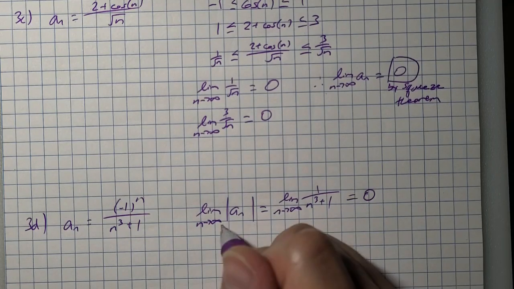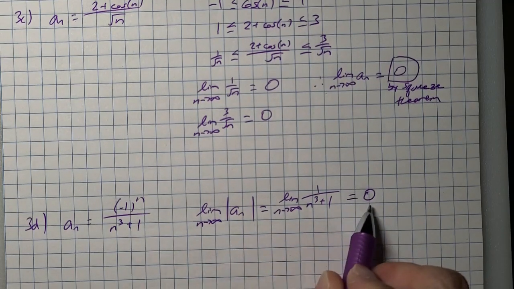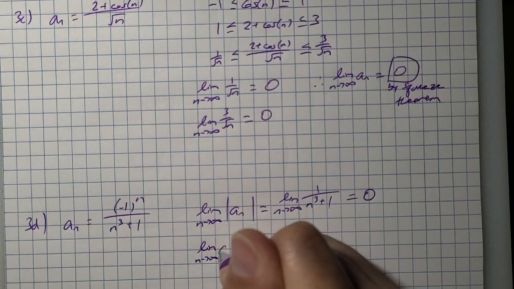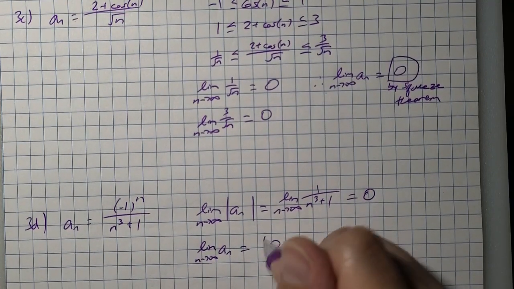Okay, so because this guy goes to 0, we know that limit as n goes to infinity of a sub n is also 0. So it converges to 0 also.